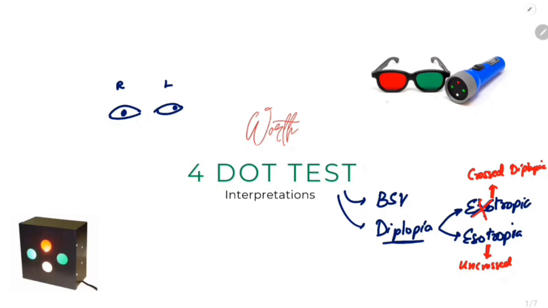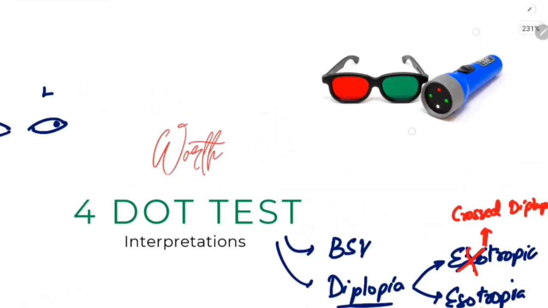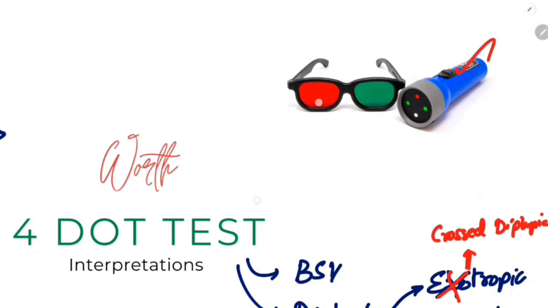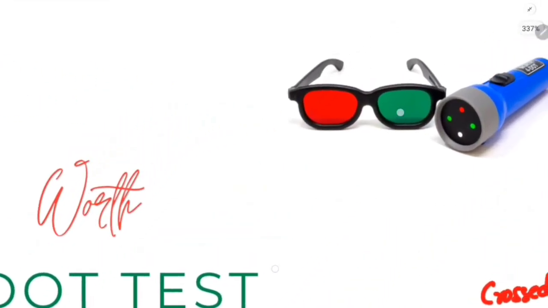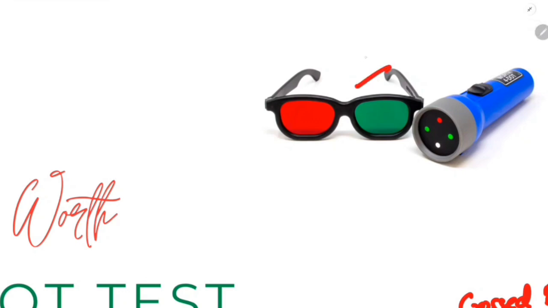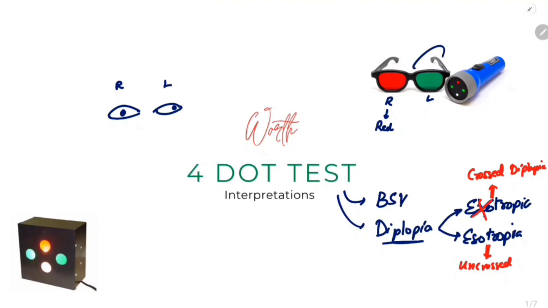For doing this Worth 4 test, we need a light source like this or like this, and you must be wearing a glass like this. Idhula enna note pananum, you have to note that in the right eye there is red filter and in the left eye there is green filter. So remember, right la R for red filter. You are going to wear this glass.